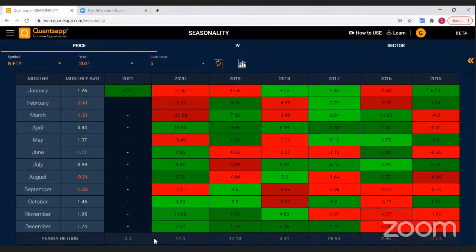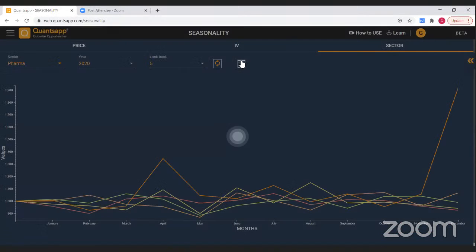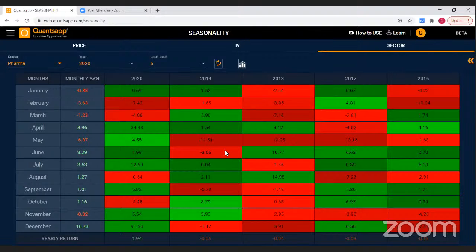You can see the average return at the end of the year, the yearly return of that particular stock or symbol. Similarly in the sector, you can see the table view of how the returns were for the particular sector in the different months, the average monthly return or yearly return of that particular sector.